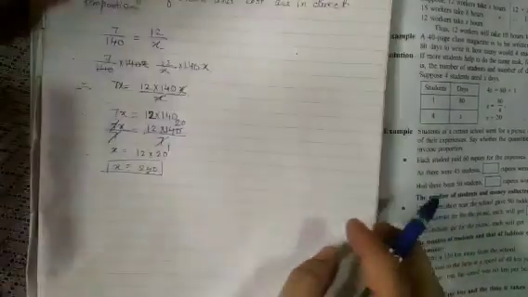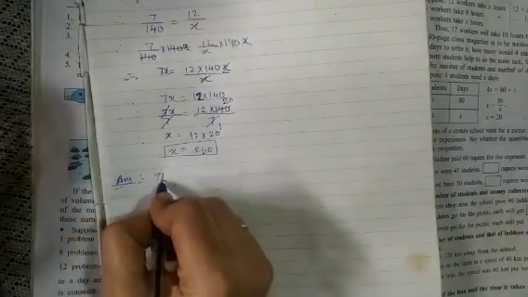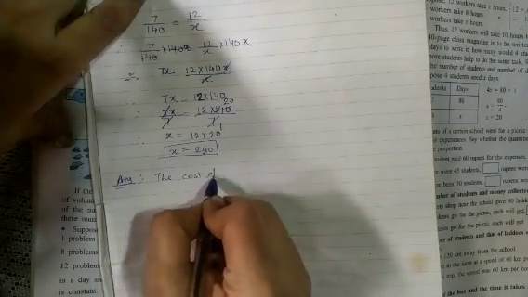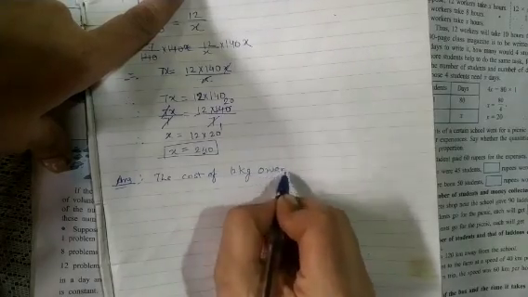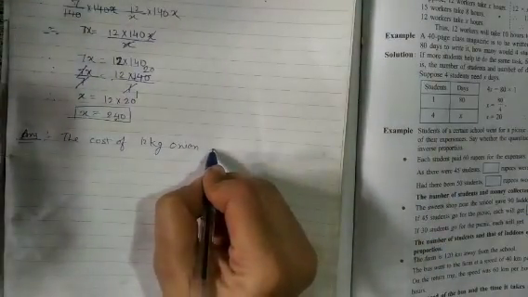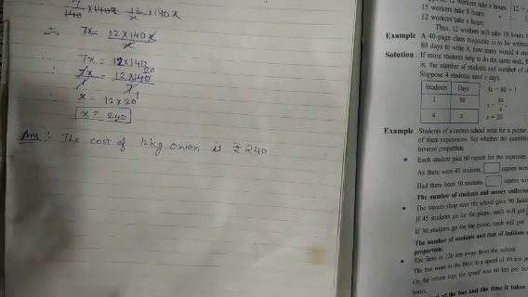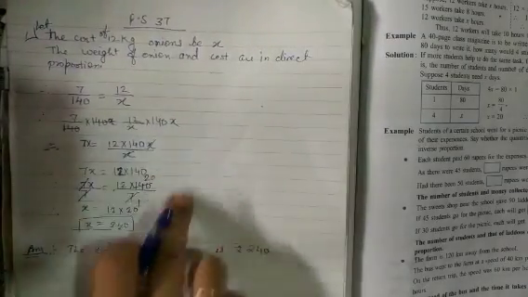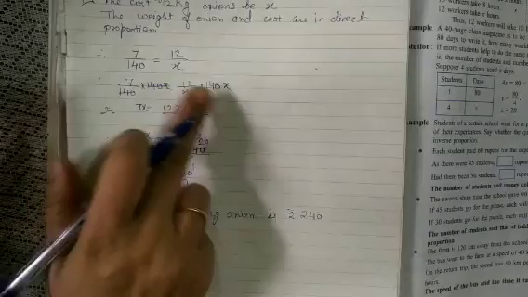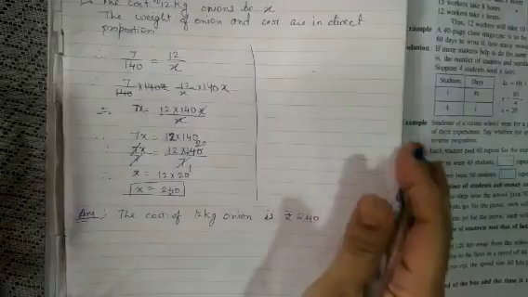Now at the end we will write the answer, that is, the cost of 12 kg onion is rupees 240. The cost of 12 kg onion is rupees 240. Okay, now this one we have solved by multiplying by 140x. This you can also solve by the cross multiplication method.